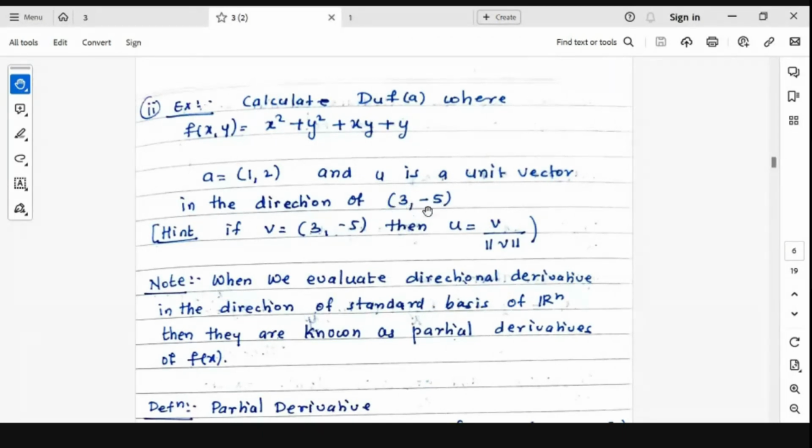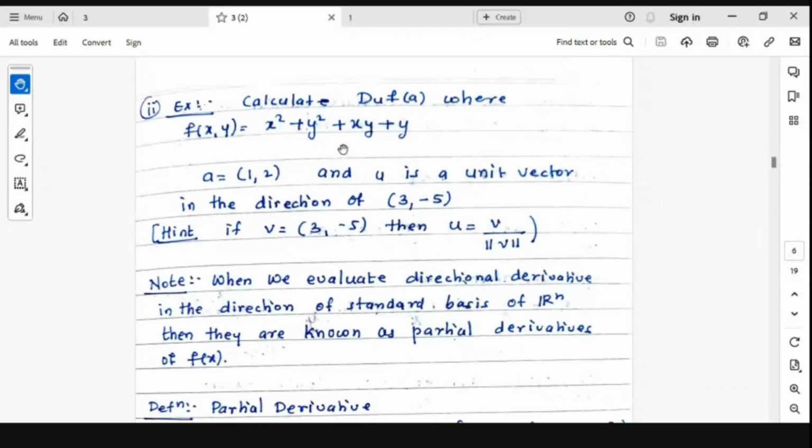So observe that (3, -5) is not a unit vector. You can take the modulus of this, which is the square root of 3 squared plus (-5) squared, which is not equal to 1. So if I take v as this vector, then u, which is v upon norm v, becomes the unit vector in the direction of v. So this will be the u which will be used in the definition of directional derivative.